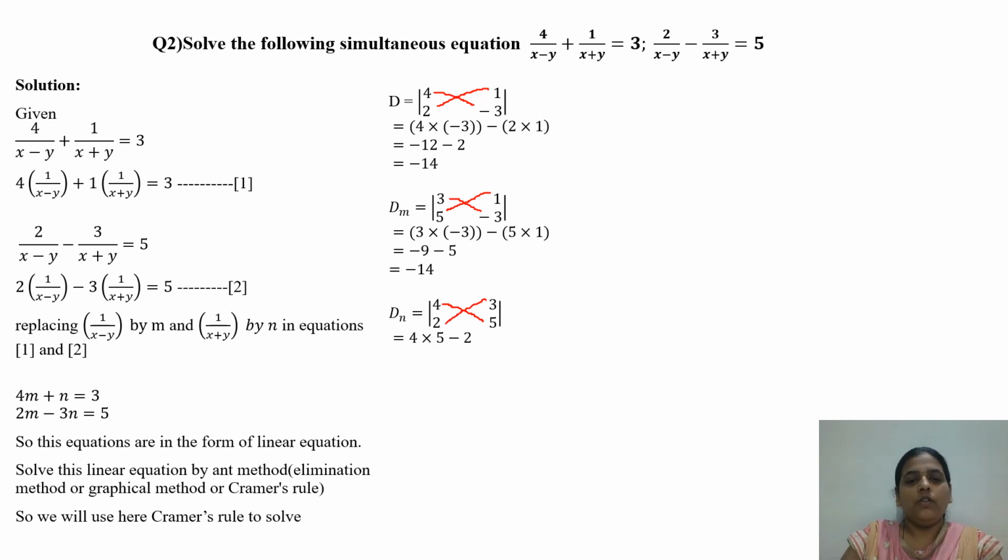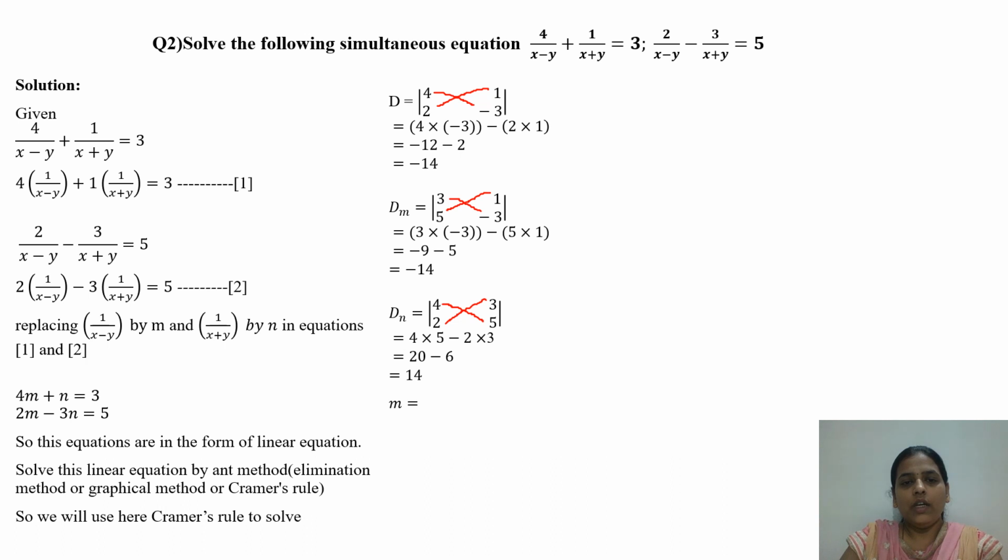So 4 into 5 minus 2 into 3. Correct. 3 into 2. Okay. 4 into 5, what is your answer? 20 minus 2 into 3, that is 6. That is 20 minus 6 is what? That is 14. Correct. So this is the value of dn.